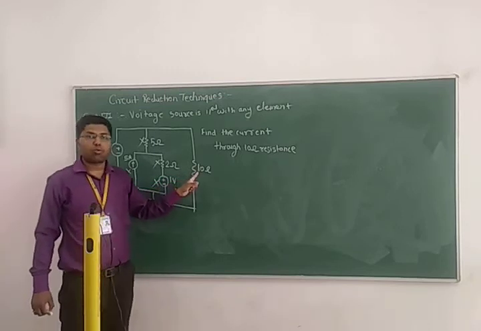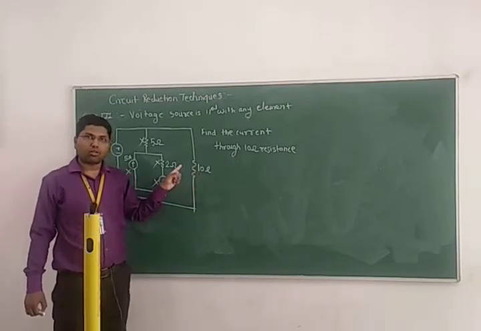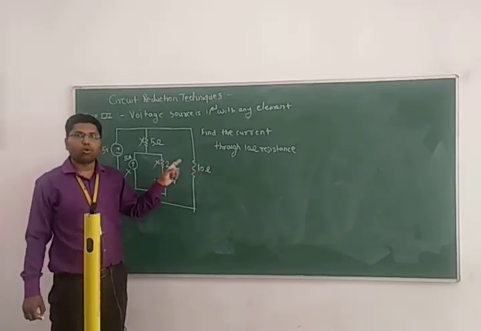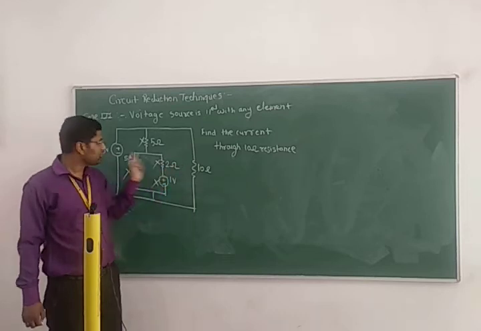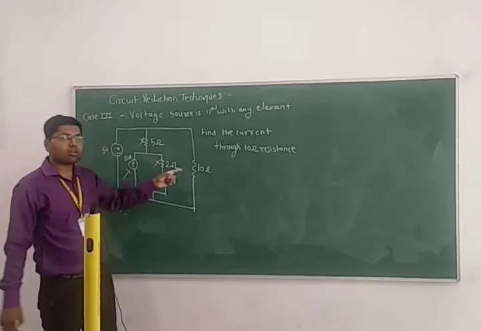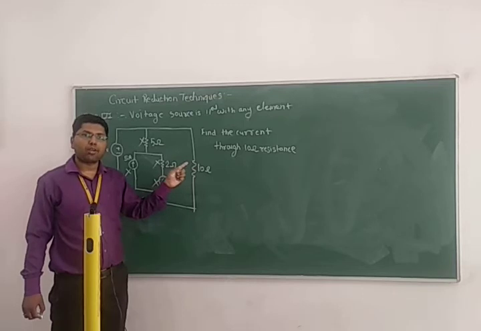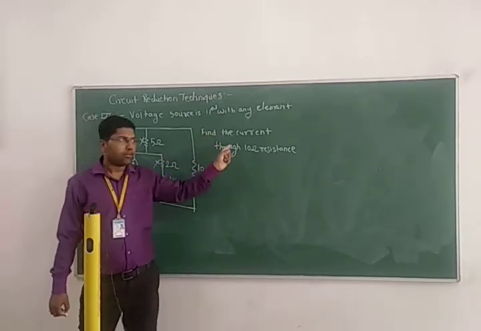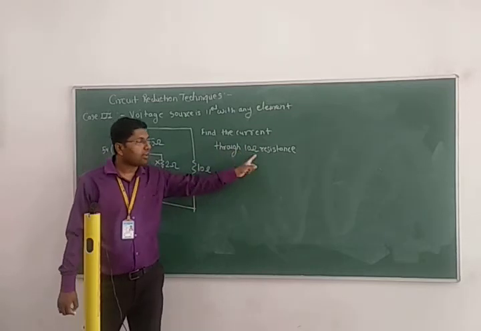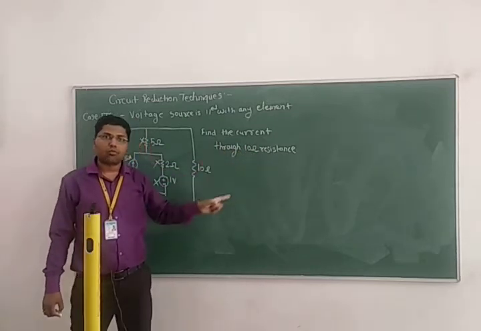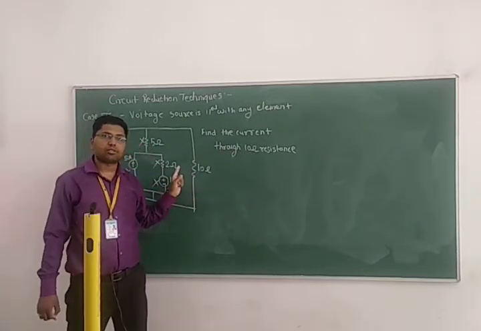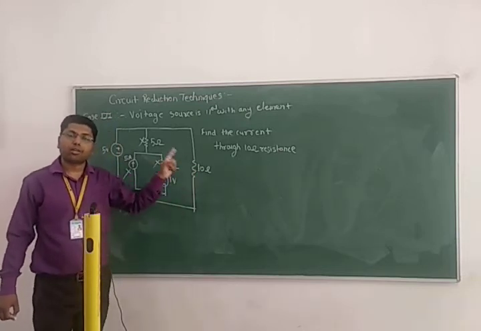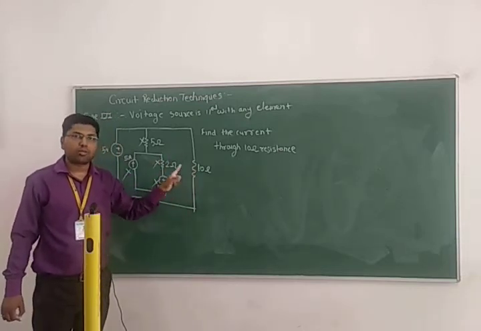What about this 10 ohm resistance? Should we eliminate it or not? No, we don't have to eliminate it. Why? This is also parallel to the 5 volt source, but why are we not eliminating it? Because the question says, find the current through the 10 ohm resistance. That's why we can't eliminate that 10 ohm resistance.